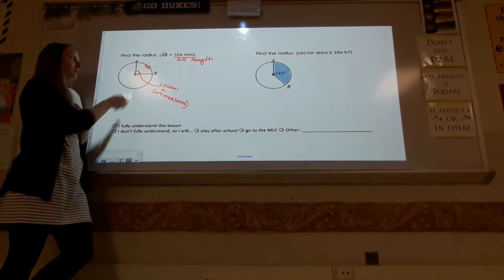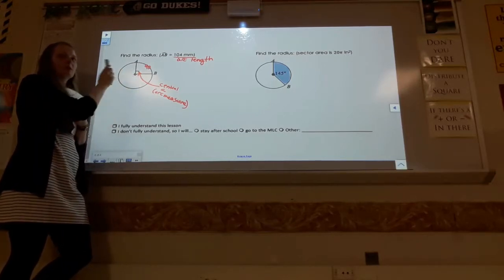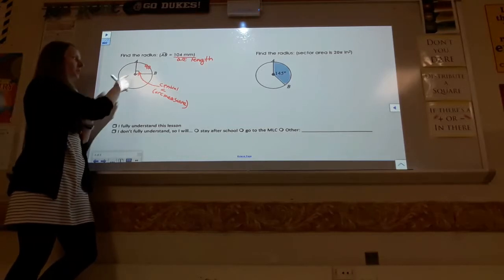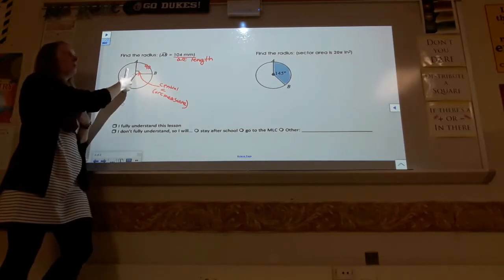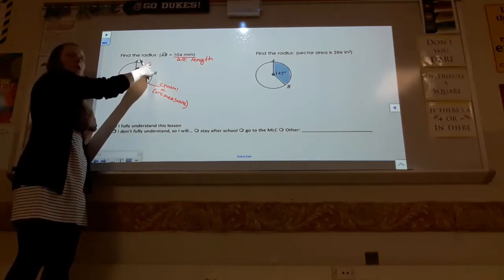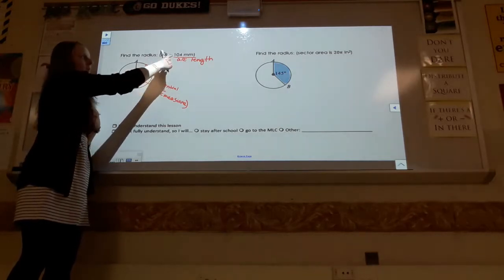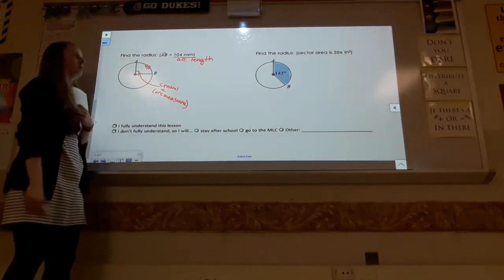So for this one, you have the 90-degree angle here. Just because it's not a number, you can't ignore it. So this is a 90-degree angle, which means that the arc measure is also 90 degrees. I know the arc length. I'm looking for radius. What formula would I use?